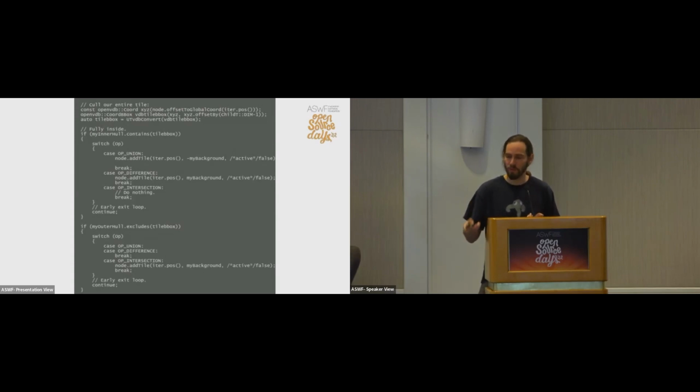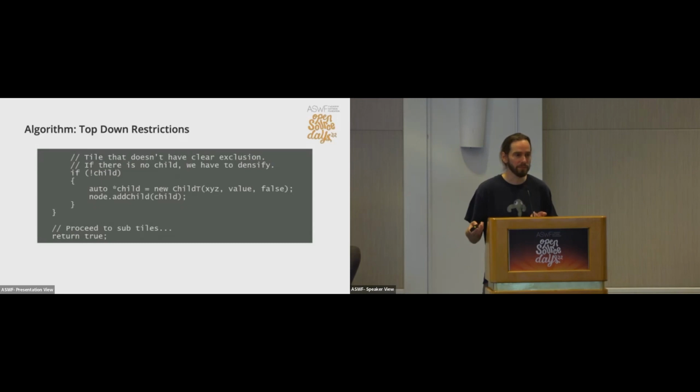But in the case where we fall through that continue loop and we don't have a child, we have a constant subtile, but that intersects our active regions.